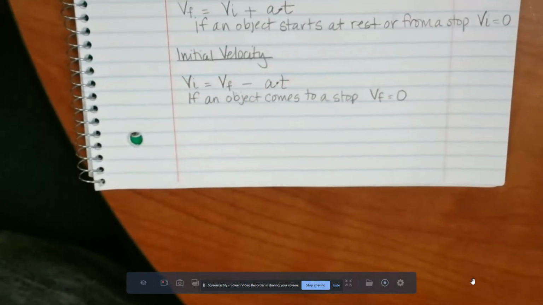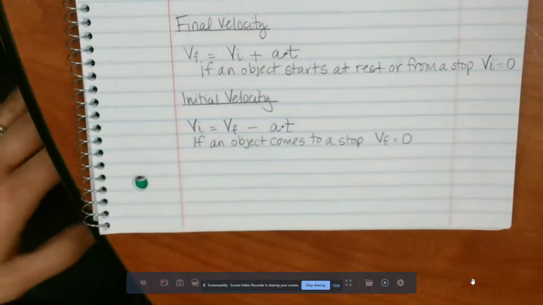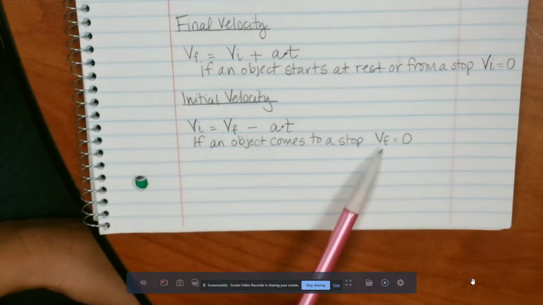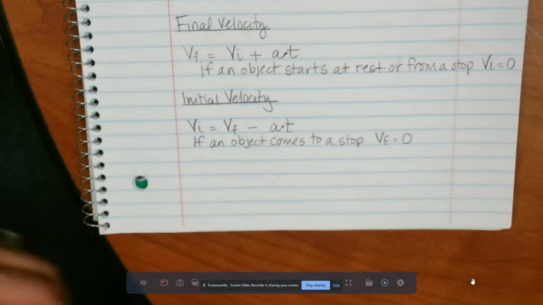So paying attention to what the story problem says. If it says a ball was rolling and comes to a stop, what's the initial velocity? And then it gives you acceleration in time. You have to remember that the final velocity is 0 if it comes to a stop.